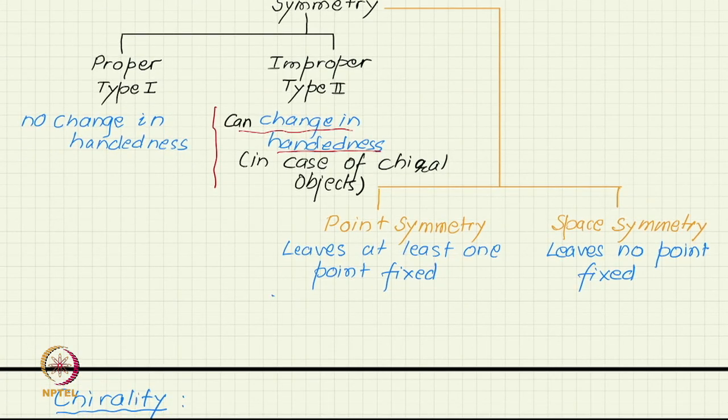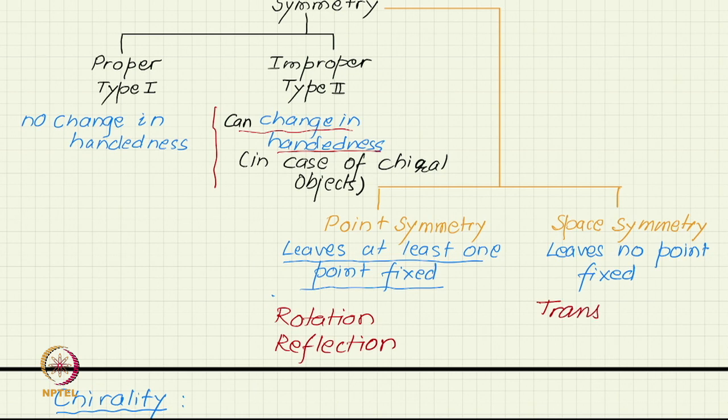The point symmetry leaves at least one point fixed, like rotation. Rotation leaves the axis unchanged; the points on the axis are invariant. Then reflection, points on the reflection plane are invariant. These points do not change after reflection. But if you talk of space symmetry, if you talk of translation, then all points move. For translation there is no fixed point. So, that is a space symmetry. Rotation is a point symmetry, reflection is a point symmetry, but translation is a space symmetry.